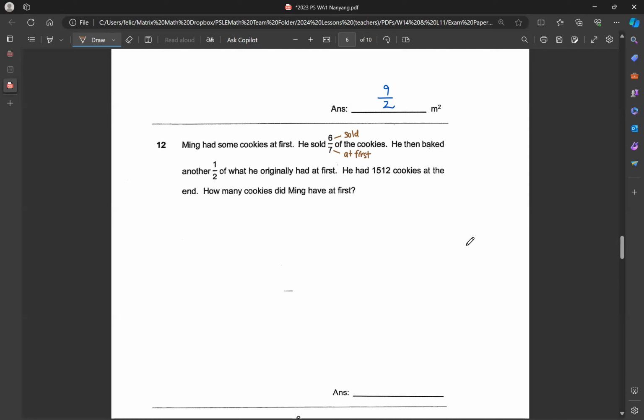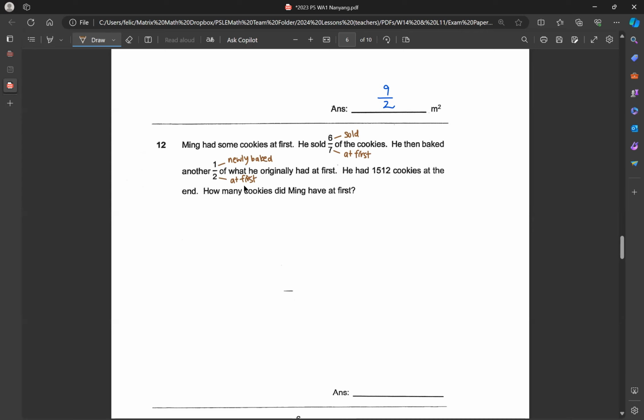Now he then baked another 1/2 of what he originally had at first. So he then baked another 1 unit. So this is what he newly baked. Okay, I'll just write the words "newly baked". So again, you see the verb that's in front of the fraction. He then baked. This word tells me that the 1 unit is what he newly baked. Okay, and what about the 2 units? Okay, so "of what he originally had at first". So whatever is originally at first is your 2 units here.